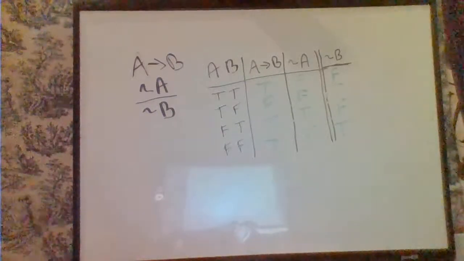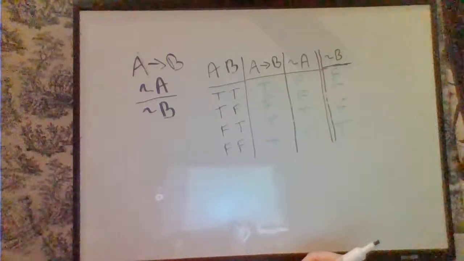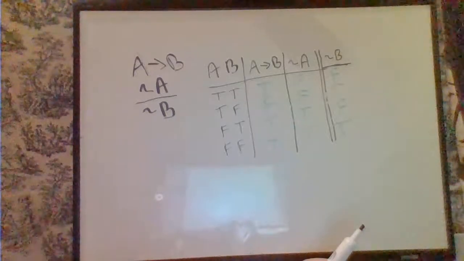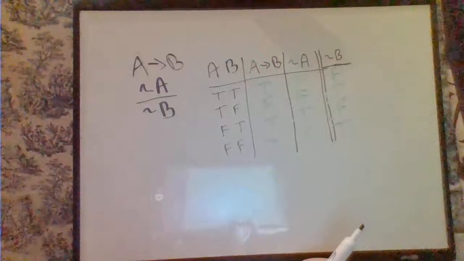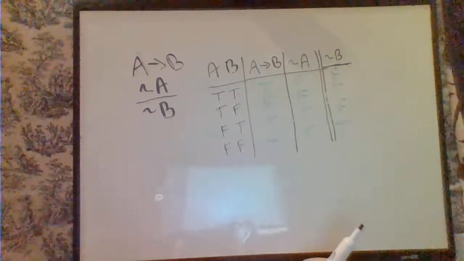So, what you're going to do is check line by line and see if there is any line where all of the premises are true and the consequent, or the conclusion, is false. If you do, then it's invalid. If you don't, then it's valid.